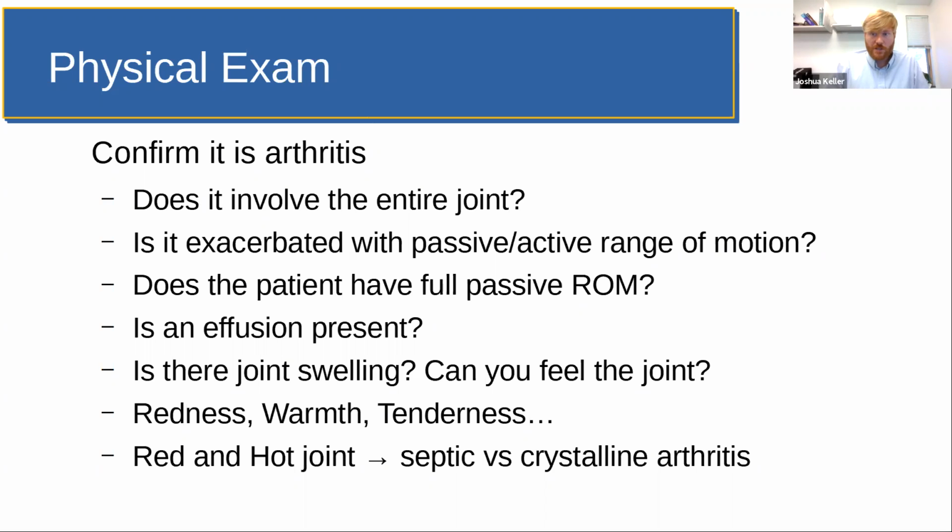Is there an effusion present? Like I mentioned, an effusion really helps to say there is either a non-inflammatory arthritis or an inflammatory arthritis present or recently present. So that's helpful to isolate whether or not there's an effusion present.